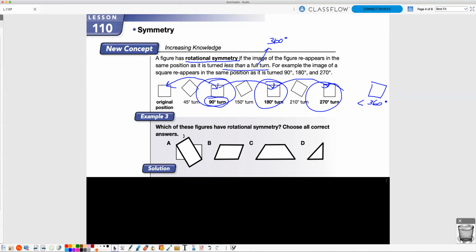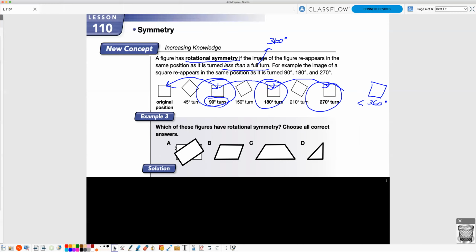So I didn't go all the way around. So here was my original position. So watch, here's 90, here's 180. So at 180, I'm back to my original shape, not here, and 270. So it looks like it happens to work at 180, and it works again twice there.